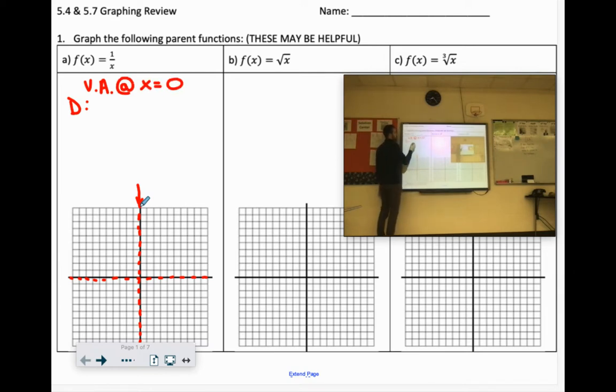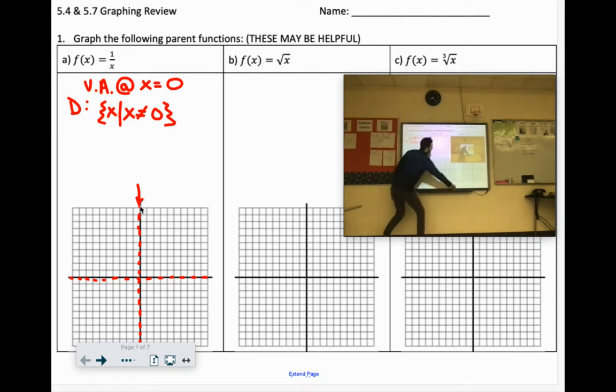So for the domain, we would say x such that x is not equal to 0. Because, again, that is your vertical asymptote. It is the only thing that x could not equal, because then it would create a denominator of 0. And you can't divide by 0.